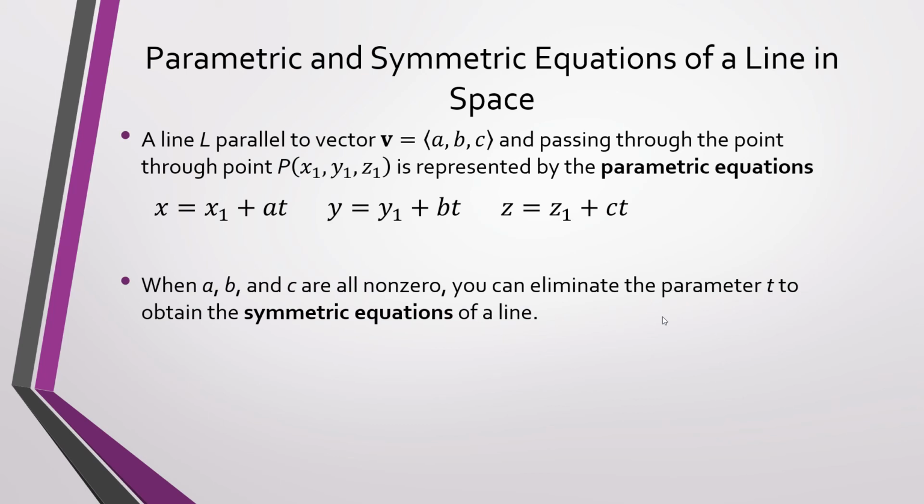When a, b, and c are all non-zero, you can eliminate that parameter to obtain the symmetric equations of a line. So if you recall back to chapter 10 when we were working with parametric equations and eliminating parameters, we've got a little tie back into that here in three-dimensional lines. Basically, you solve each of your parametric equations to get t by itself, and then you set them equal to each other, and that's how we get these symmetric equations. x minus x sub 1 over a is equal to y minus y sub 1 over b, which is equal to z minus z sub 1 over c.